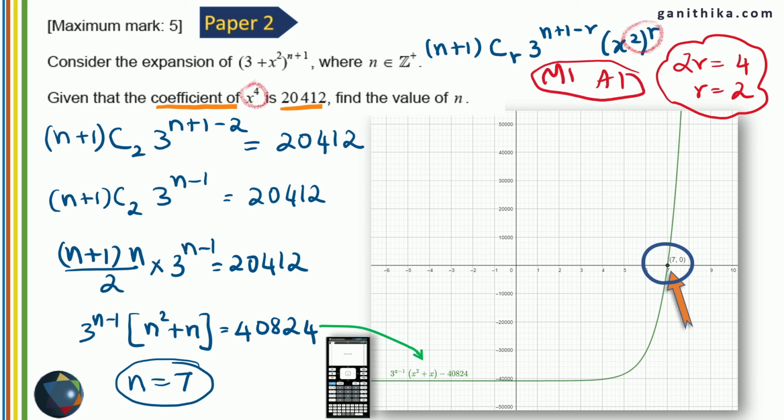Now, M1 and A1 marks for using the correct general term formula and substituting the correct values into the formula, writing the equations correctly and simplifying the equation correctly from the given information. A1 mark for the final answer n equal to 7. You can use, as I said, either the equation solver or the graph, that doesn't matter. Whatever method you use, you should get n equal to 7. For that, you will get one A1 mark. And that's all for here.